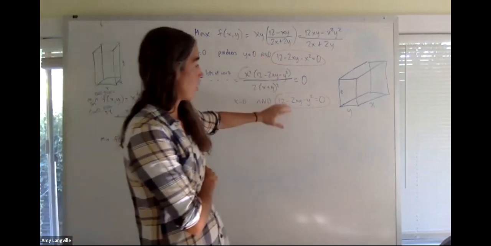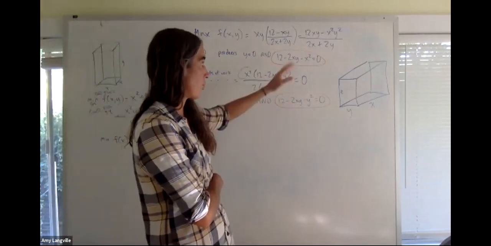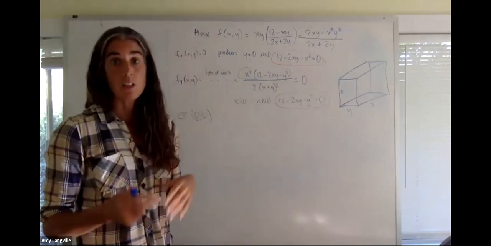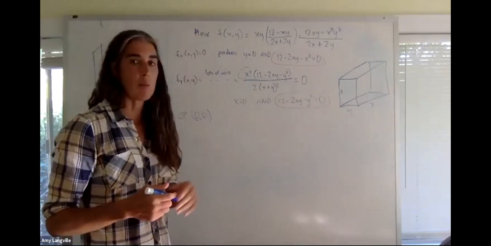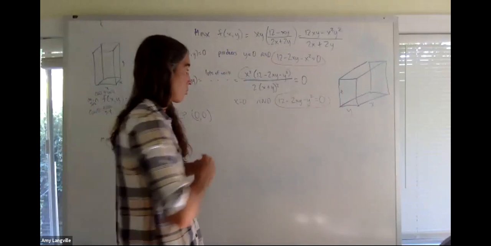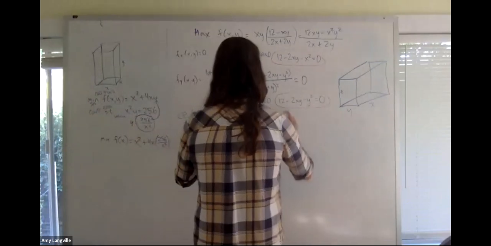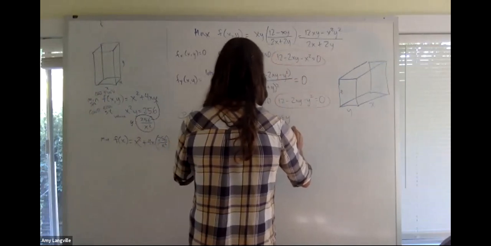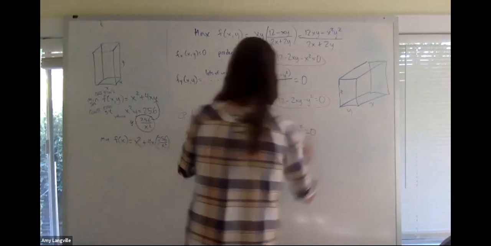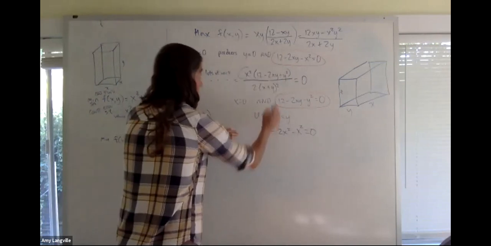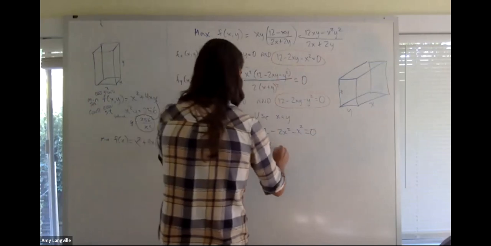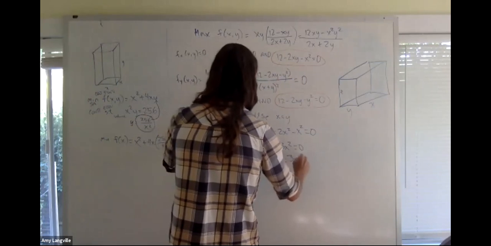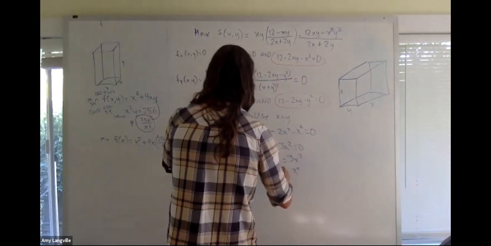The only way these two equations are going to have the same solution, both be 0, is if x squared and y squared are equal. The only way x squared and y squared are equal is if x and y are equal. So let's see what happens to one of these if we let x equal y. So x equals y, we'll go to the first one, 12 minus 2x squared minus x squared equals 0, right? So I'm plugging x equals y into the first one, and I'll get 12 minus 3x squared equals 0. So 12 equals 3x squared, x squared equals 4.